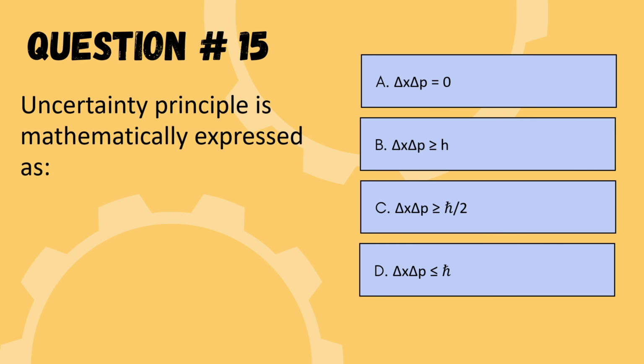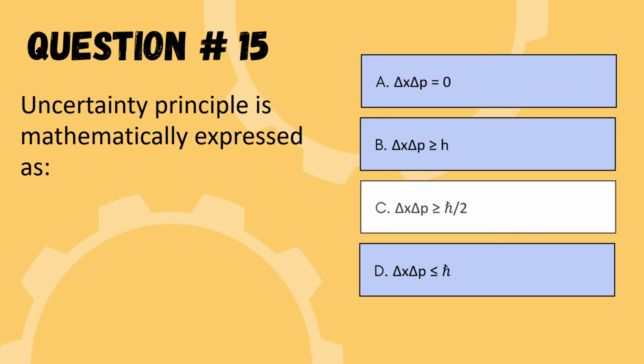Next question is, uncertainty principle is mathematically expressed as. Options are Δx Δp = 0, Δx Δp ≥ h, Δx Δp ≥ h bar by 2, or Δx Δp ≤ h bar.